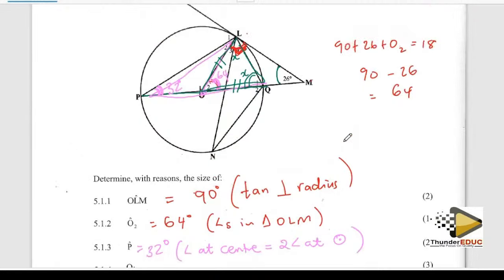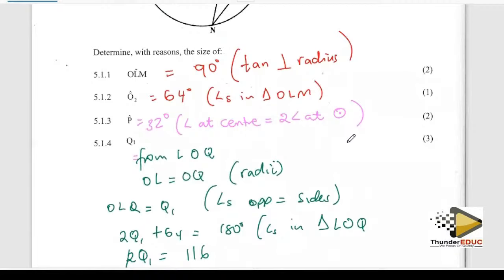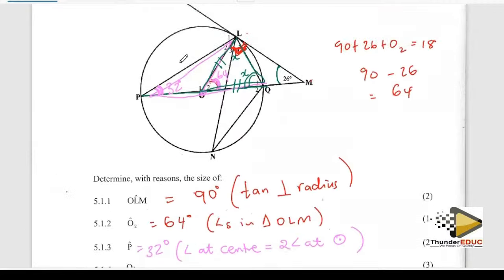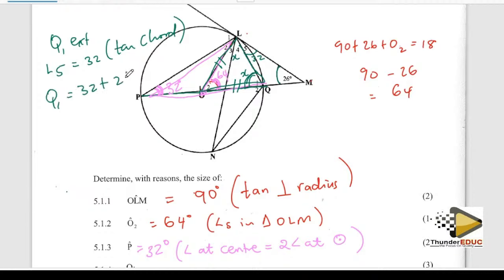So guys, that's how I would have obtained that angle. Alternatively, when you look at Q1, Q1 is exterior to the triangle LMQ. So one can first of all tell us that the angle L is a 32 because of the tan chord. Yeah, we must use the tan chord somewhere. If this is a 32, then Q1 must be 32 plus the 26, which must also give us 58 degrees.